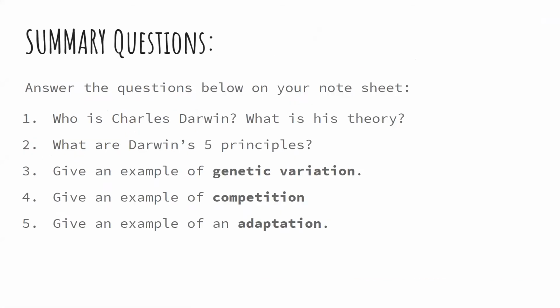So here are some questions to think about. Who was Charles Darwin and what was his theory? What were the 5 principles? And then give some examples of genetic variation, competition, and adaptations.